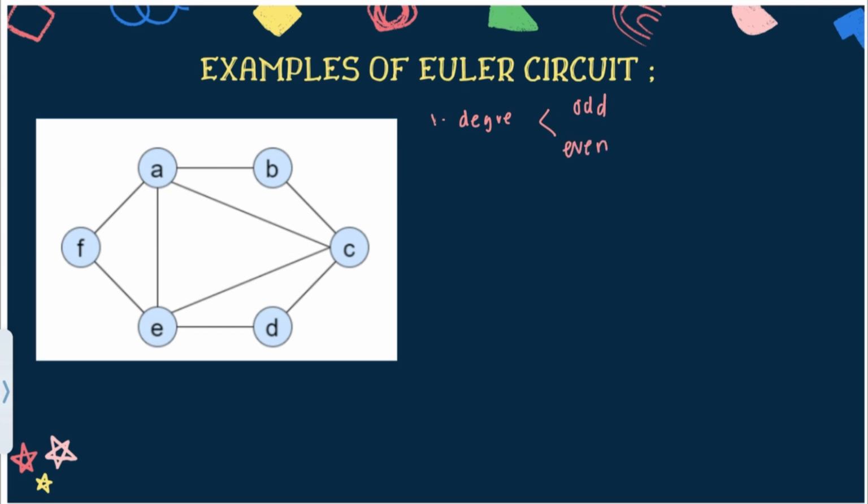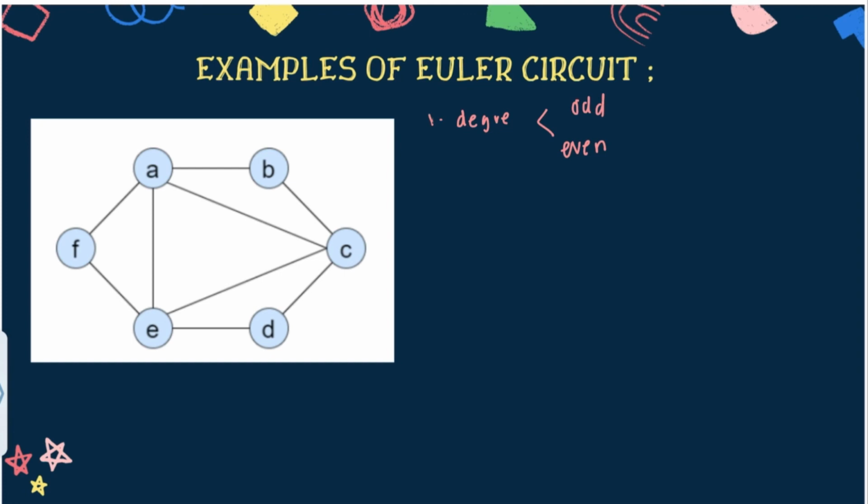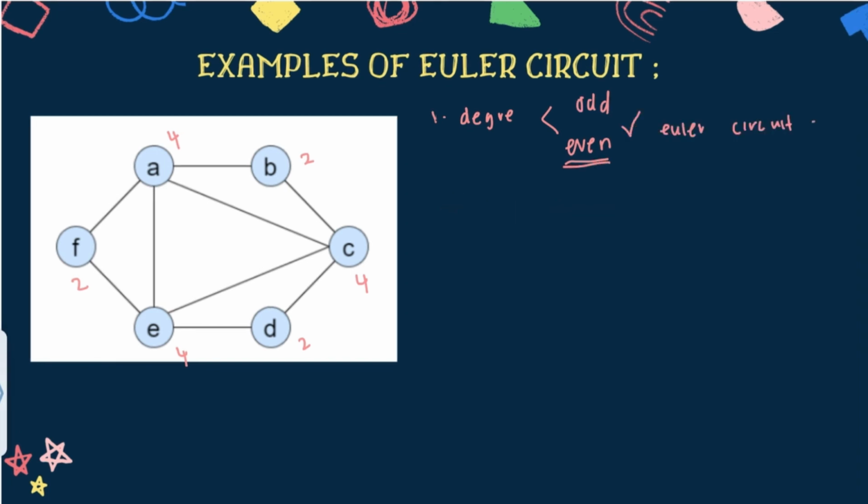So let's recalculate the degree of this diagram. This has a 2 degree, 4 degree, 2 degree, 4 degree, 2 and 4 degree. So we can see that all the degrees are even degree. So yeah, this is an Euler circuit. The second step is we need to make sure that the start and end points are at the same vertices.